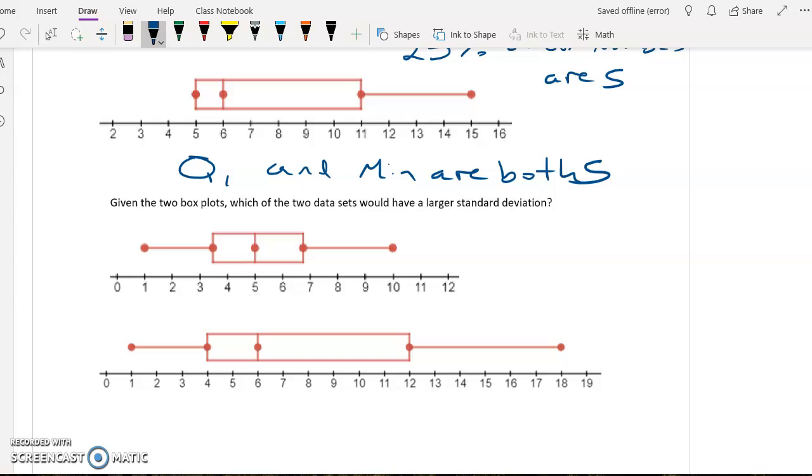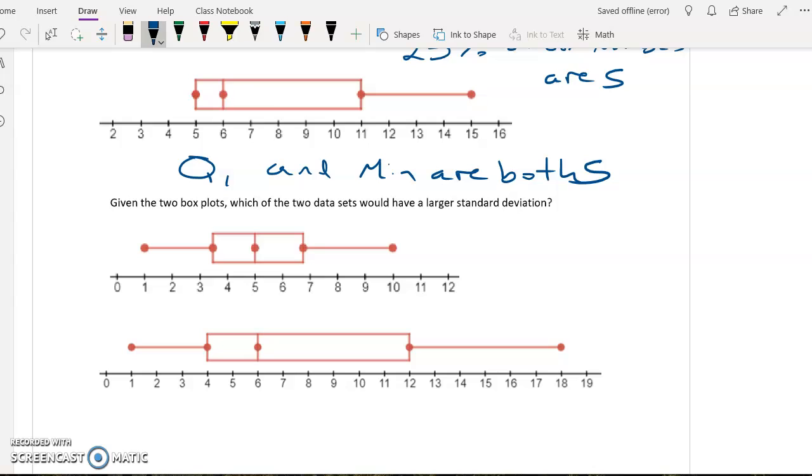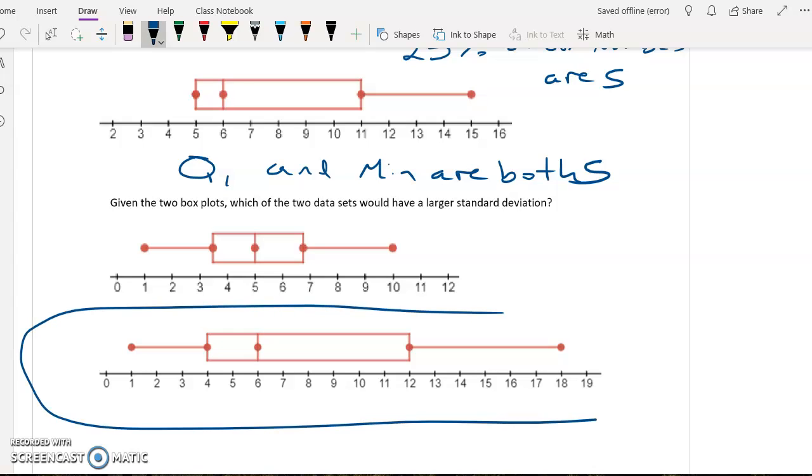Well, when we take a look at this, these numbers deviate between 1 and 10, right? So 100% of our numbers are between the numbers 1 and 10, right? But with this one, our numbers range between 1 and 18. So by looking at this graph, we can tell this data is more spread out, right? Our box plot is more spread out. So this one would definitely have a larger standard deviation.